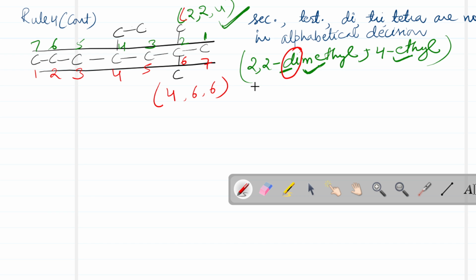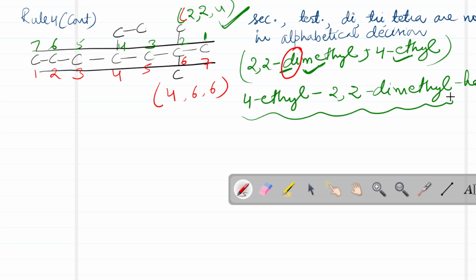So while naming the compound, we would be writing 4-ethyl-2,2-dimethylheptane. The substituents are written as secondary prefix. 'Hept' is the root word because there are 7 carbons in the principal chain. In the principal chain, there is only single bond between carbon atoms, so 'ane' is the primary suffix.